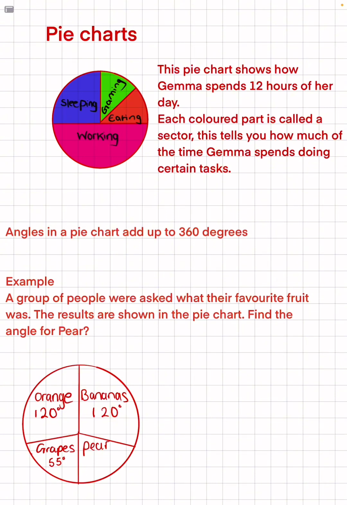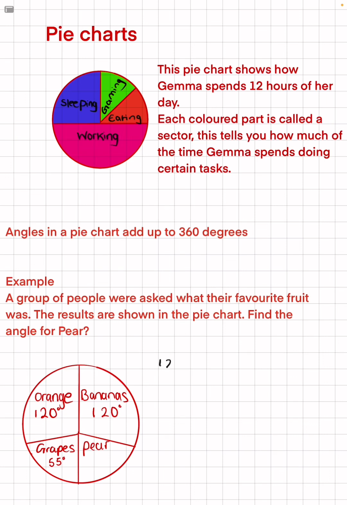Here is an example. It says a group of people were asked what their favourite fruit was. The results are shown in the pie chart. Find the angle for pear. To find the angle for pear, we need to add these three angles and then subtract from 360.